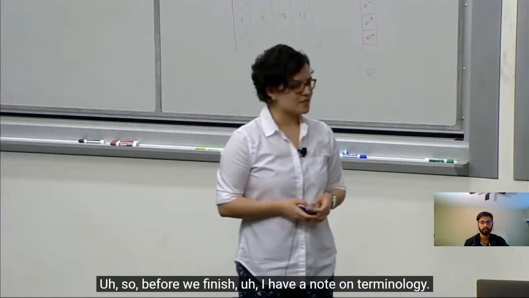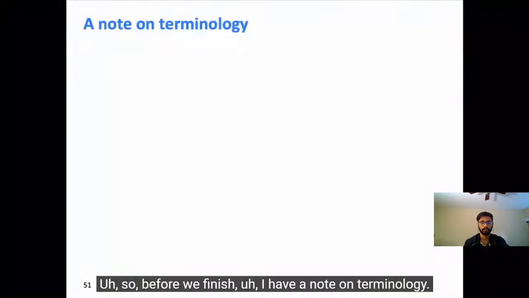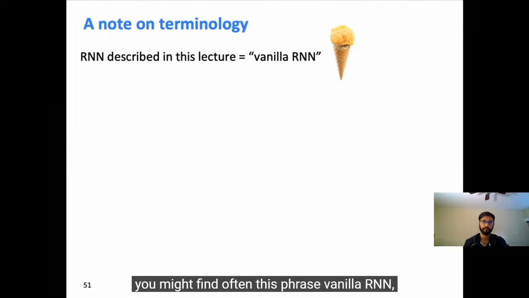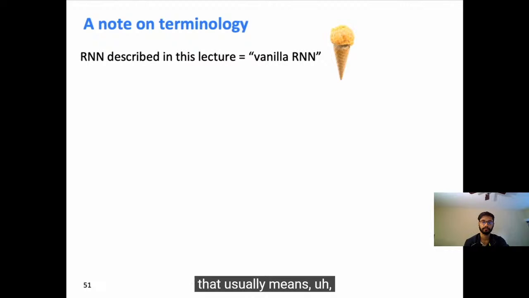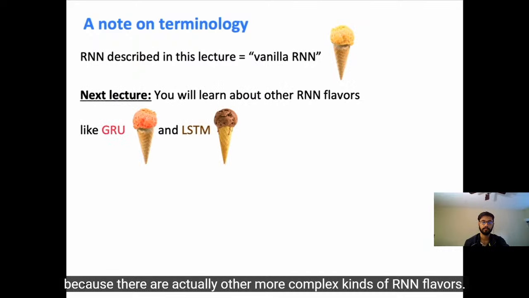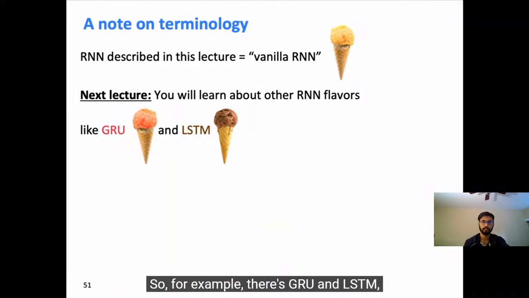Okay. So before we finish, I have a note on terminology. When you're reading papers, you might often find the phrase vanilla RNN. When you see the phrase vanilla RNN, that usually means the RNNs that are described in this lecture. The reason they're called vanilla RNNs is because there are other, more complex flavors of RNN. For example, there's GRU and LSTM, and we're going to learn about both of those next week.